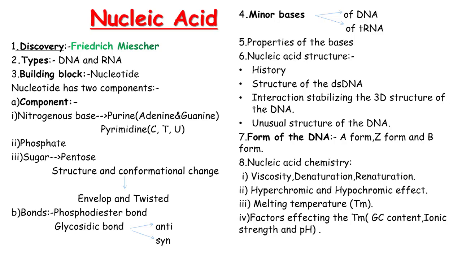The second is the phosphate group, and the third is the sugar. The sugar is mainly a pentose type, and its structure and conformation is envelope or twisted. What are the bonds present in the nucleic acid? That is the phosphodiester bond and the glycosidic bond. The glycosidic bond is of two types, the anti and the syn. The minor bases of the DNA and the tRNA we will discuss in a subsequent class.